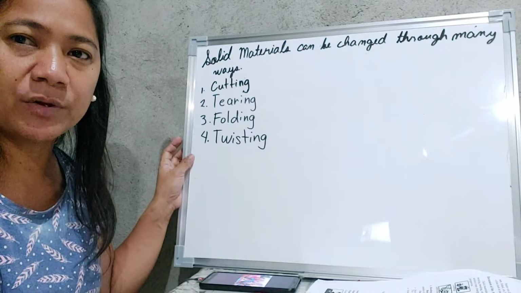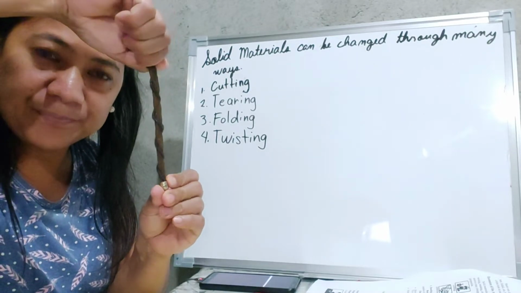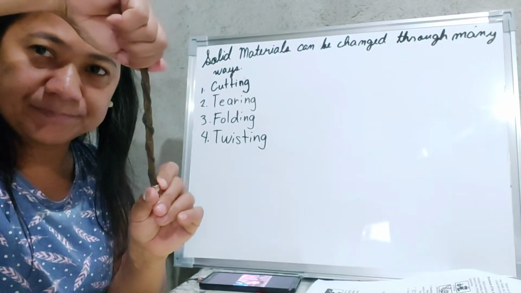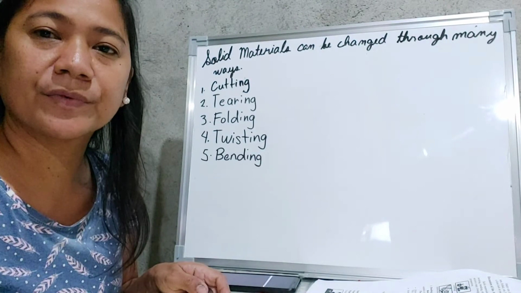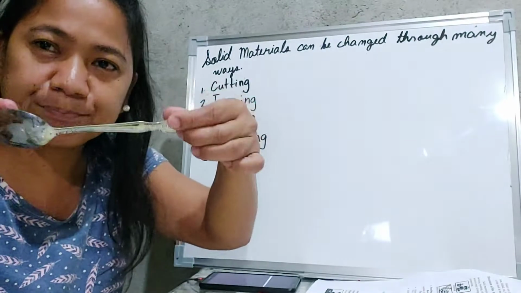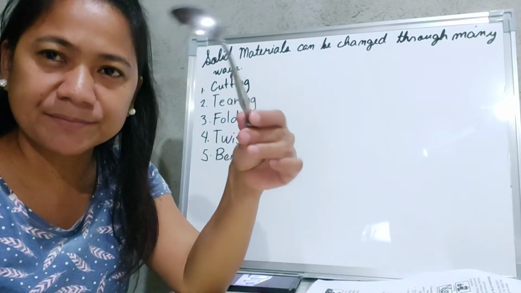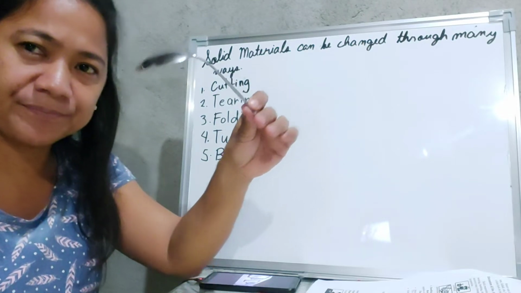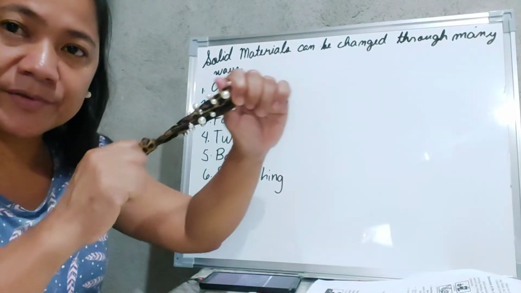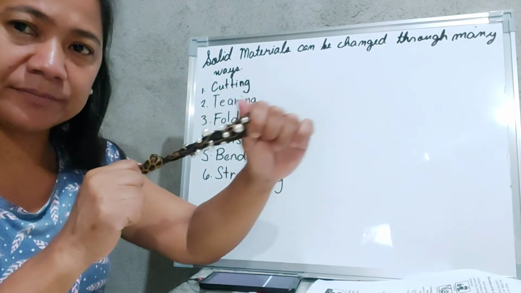We also have number 4, which is twisting. So what is twisting? This is a way of twisting a solid object. We also have number 5, which is bending. This is bending. And number 6 is stretching. So this is a way of stretching a solid object.